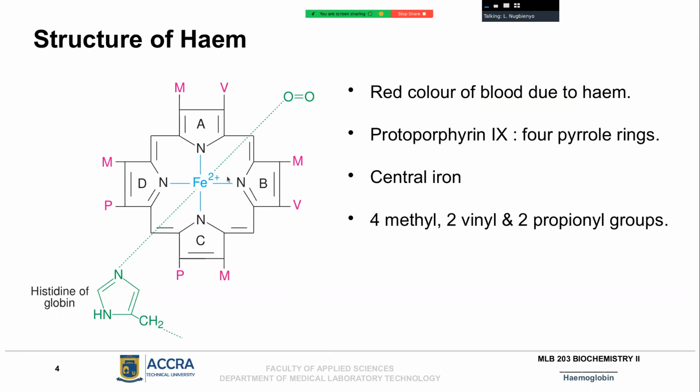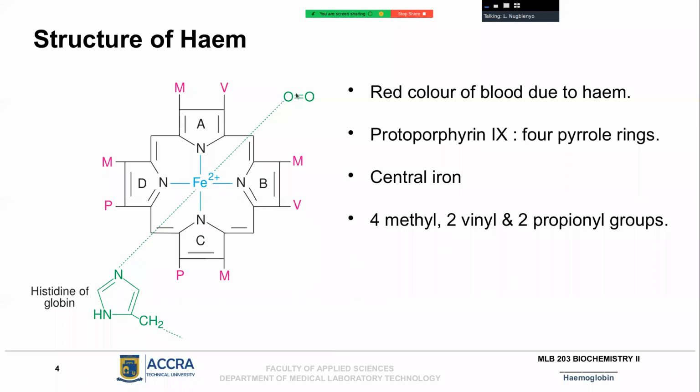Now, each of these rings is bound together with a methene bridge. So in between A and B, you find a methene bridge. In between B and C, you have a methene bridge. C and D, the same. And then you have one between D and A. So these are 4 rings bound together with a bivalent ion at the center, which is binding these nitrogens in these rings together.